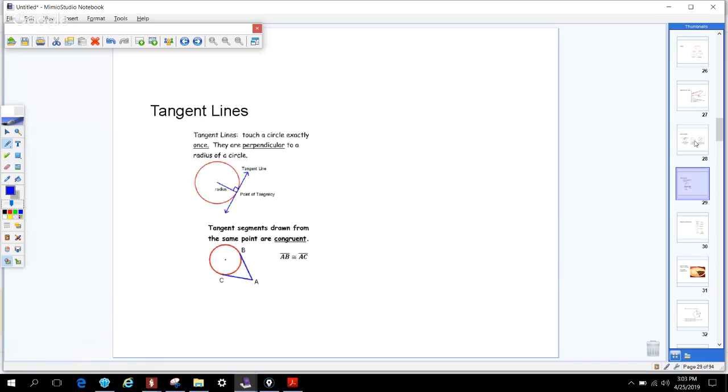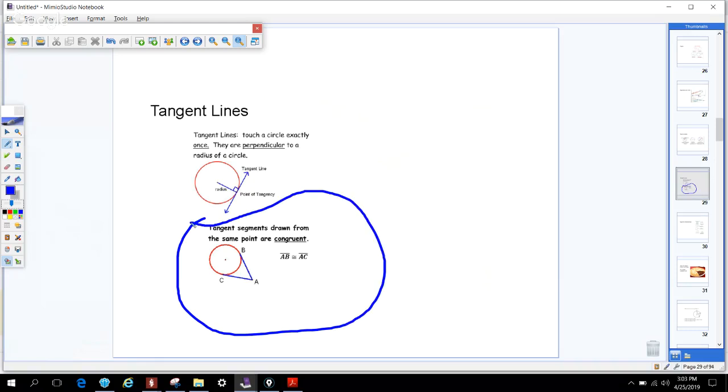Here's 2 more things about tangents. Again, they're perpendicular. This bottom picture you will definitely see on the EOC. It's a fundamental concept. If you have 2 tangents from the same point, they're equal, and we'll talk about that coming up.